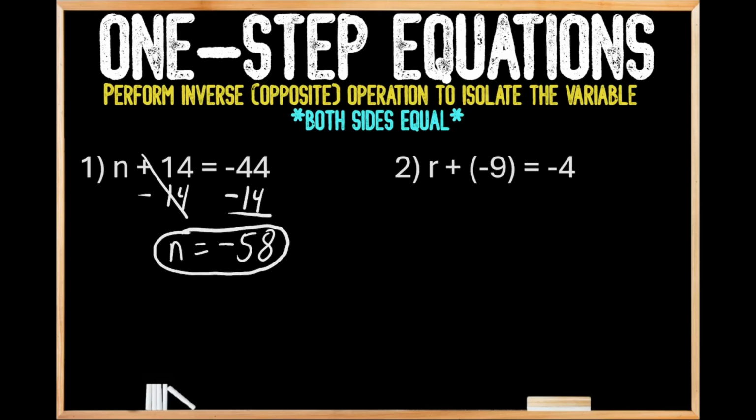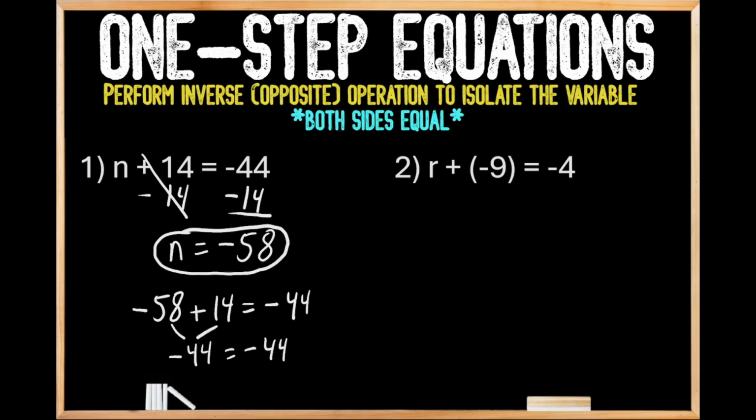And we are going to double check this just to make sure that we have the correct answer here. And we're going to do this by plugging in our value for n in our original problem. In our original problem, we have negative 58 plus 14 equals negative 44. And since we're adding a positive number onto our negative 58, we're going to be increasing in value. So when we add 14 onto negative 58, we get negative 44. And then since both sides of this equation are equal, it means that we have the correct answer. n is equal to negative 58.